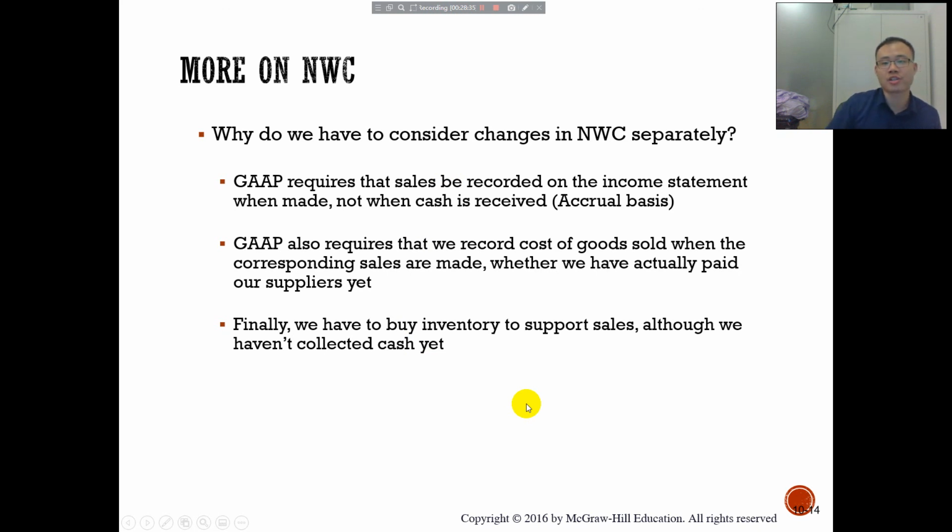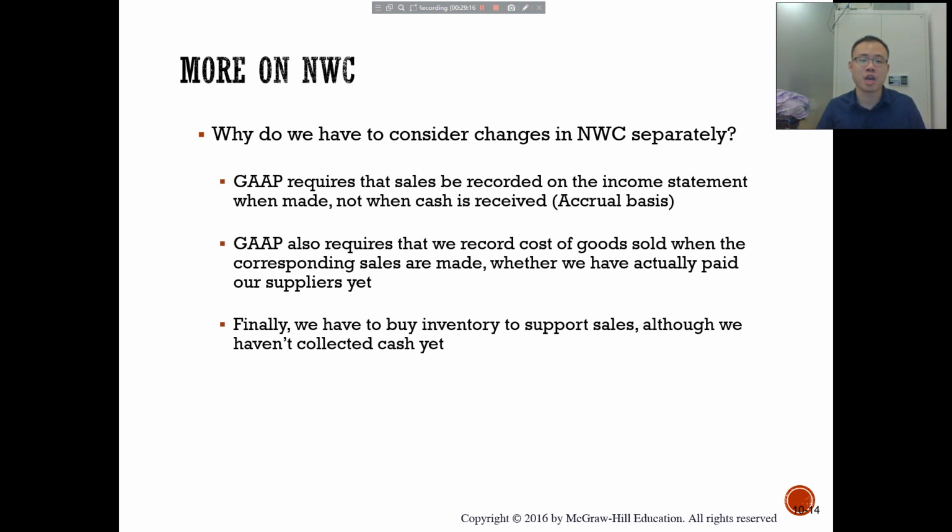Why do we have to consider changes in NWC separately? Because GAAP, a US accounting standard, requires that sales be recorded on the income statement when made, not when cash is received. So there is a gap between the cash flow and the business revenue. That is to say, if I give my goods to you, and you sign the contract, you say, I'm going to pay you in 2 years. Do I record this business in 2 years? No, I record the business now, when I deliver the goods to you, although I receive no money.